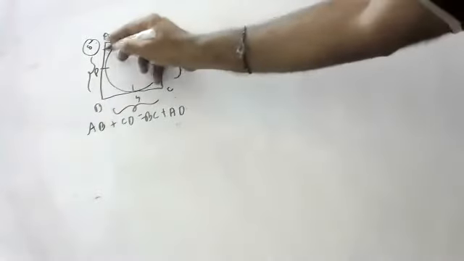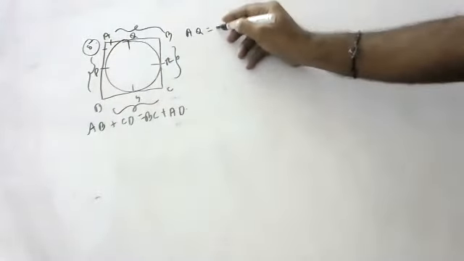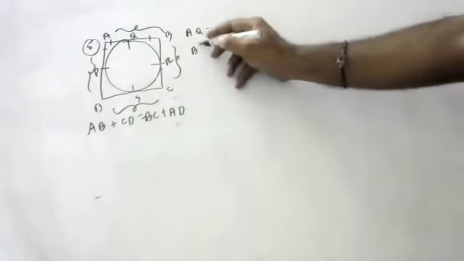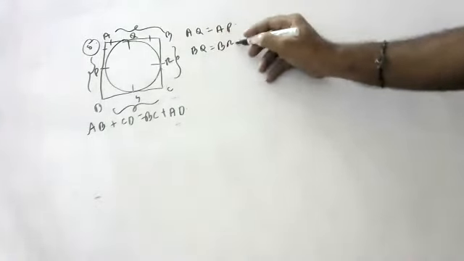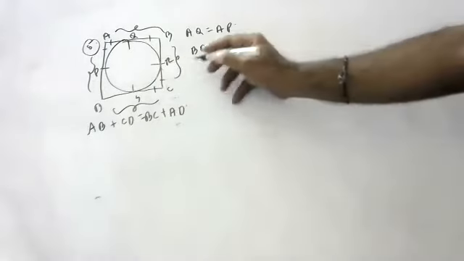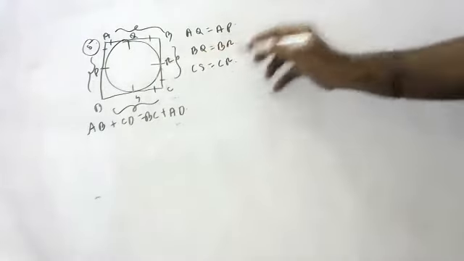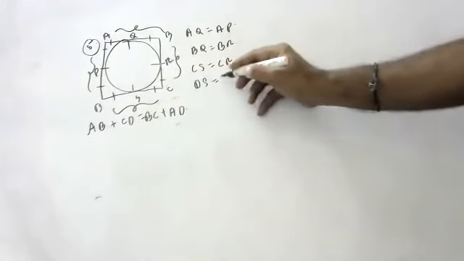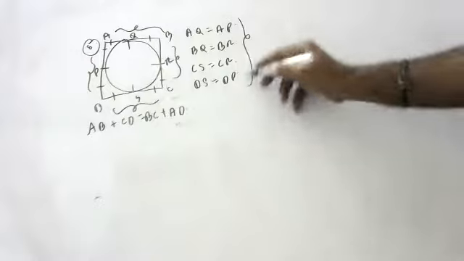AQ is equal to AP. Why, children? Tangents meeting at a point are equal. BQ is equal to BR, same reason. CS is equal to CR, same, tangents meeting at a point are equal. DS is equal to DP, tangents meeting at a point are equal.